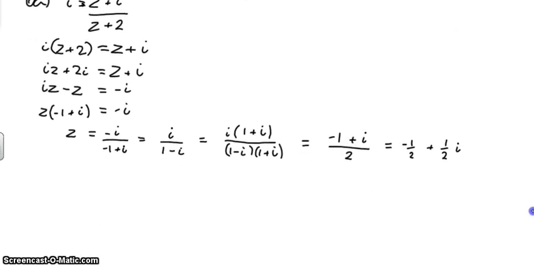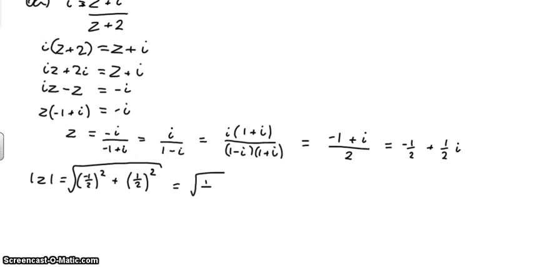In order to put it into r cis theta form, we then need to find the modulus of z and then the argument of z. So, modulus of z would be minus a half squared plus a half squared, all square rooted, which would give us the square root of a quarter plus a quarter, which is the square root of a half, which is 1 over root 2. Or, if you like, root 2 over 2.